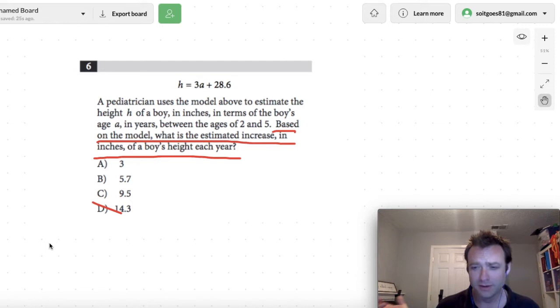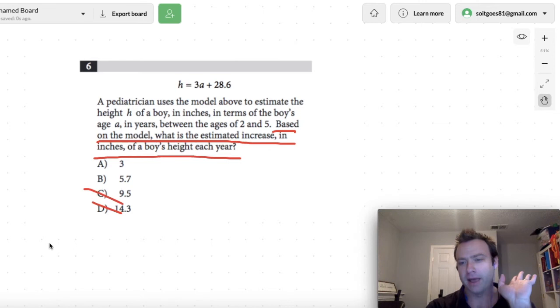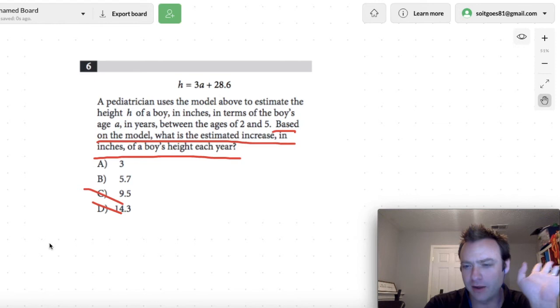And if they continue at a rate even similar to that as they get older, it's very, very improbable. So we can eliminate C and D right off the bat. Okay. B looks like a lot, but I'm going to leave it. I don't know with any certainty.